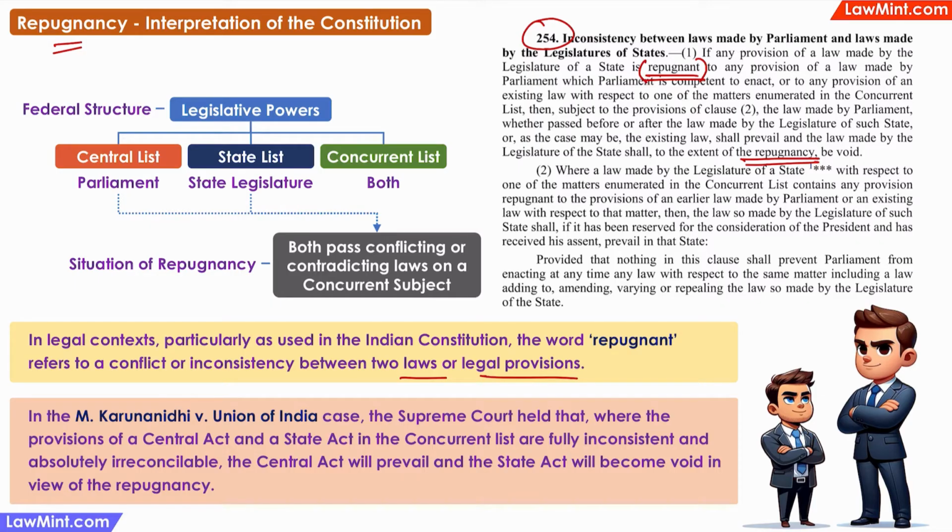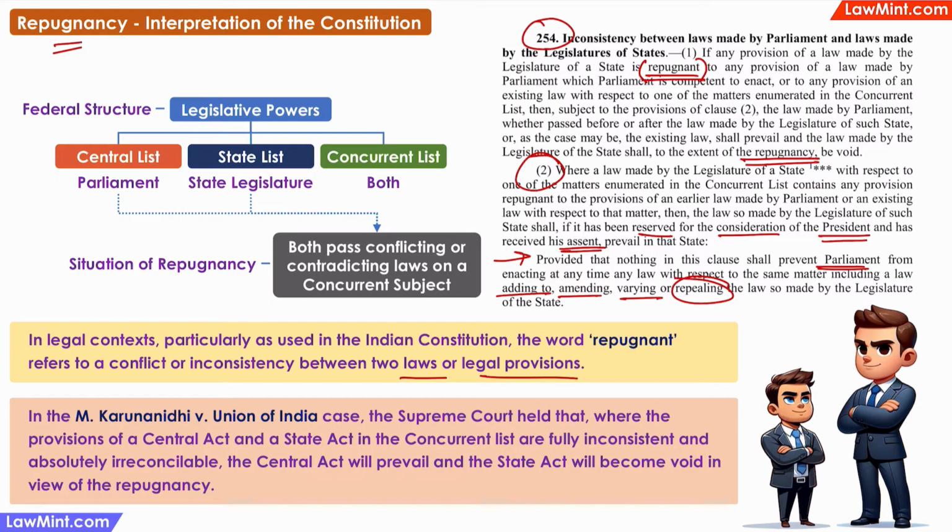There is also an exception given in clause 2 of the article, which says that the state law can prevail over the central law on the concurrent list subject if it has been reserved for consideration and receives the assent of the President. This exception again has another exception, that even if the state law has prevailed over the central law thanks to a presidential assent, it does not prevent the Parliament from passing another law on the same subject that adds to, amends, varies, or completely repeals the state law.